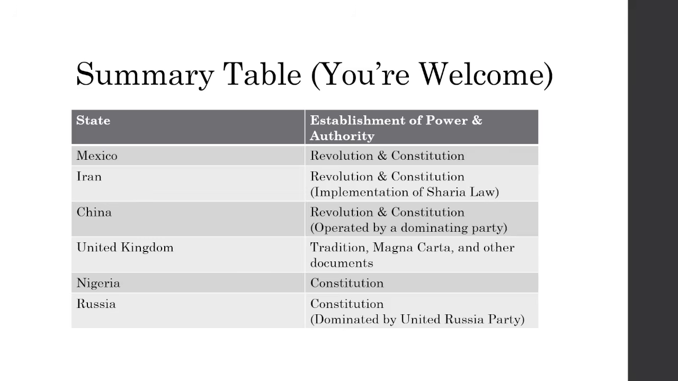Magna Carta is a document that was created in 1215 that outlines a lot of political principles. And there are other documents since then that have set that common law, as I was talking about earlier, where the legislative and judicial systems follow its principles. And we can see here that China is operated by a dominant party. Iran has had the implementation of Sharia law, which is just Muslim law. And Russia is dominated by the United Russia Party.